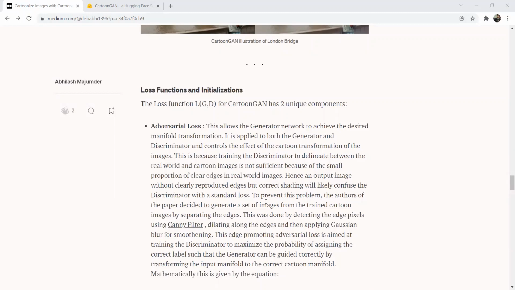Okay, so this is because training the generator or the discriminator to delineate between the real world and the illustrated or the generated cartoon images is not sufficient because of the clear edges that are present in a very small amount in the case of real world images. Hence, an output image without clearly reproducible edges but correct shading will likely confuse the discriminator with a standard loss. To prevent this problem, the authors of the paper decided to generate a set of images from the trained cartoon images by separating the edges.